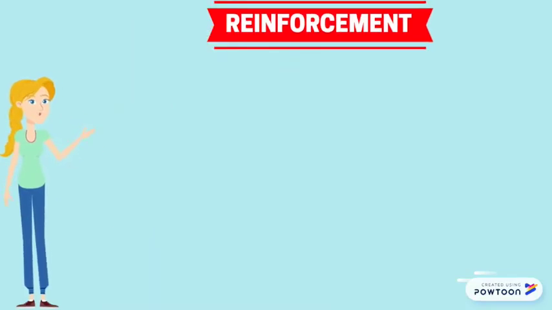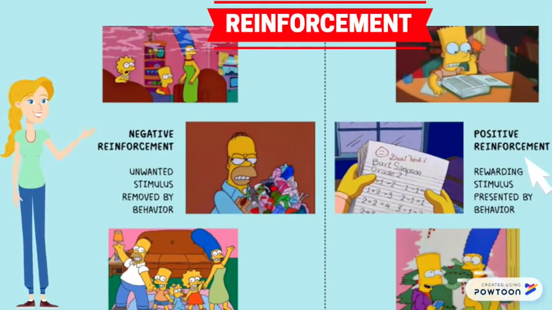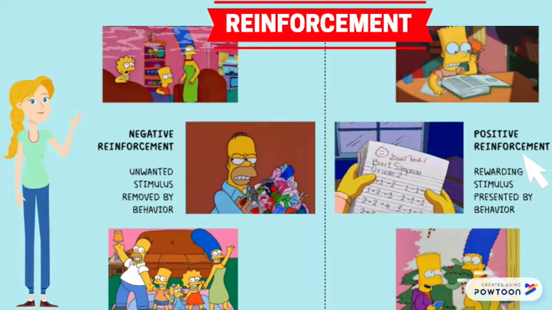Let's look at an example for positive reinforcement. Let's say that Bart knows that he will get rewarded if he gets a good grade on his exams. So Bart decides to work hard and achieve a really good grade. As a result, his mum rewards him with a present.